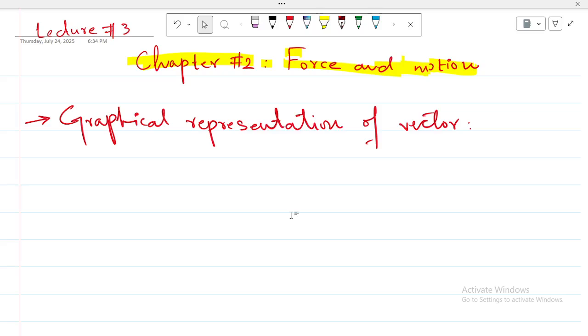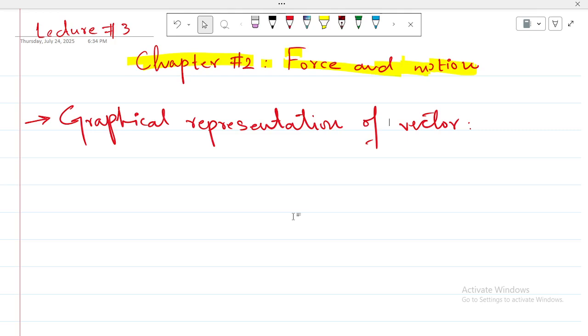So we're studying chapter 2, force and motion, and we had discussed scalars and vectors in the previous lecture. In this lecture, we will be discussing the graphical representations of a vector, as well as a more advanced topic, which is the rectangular components of a vector.